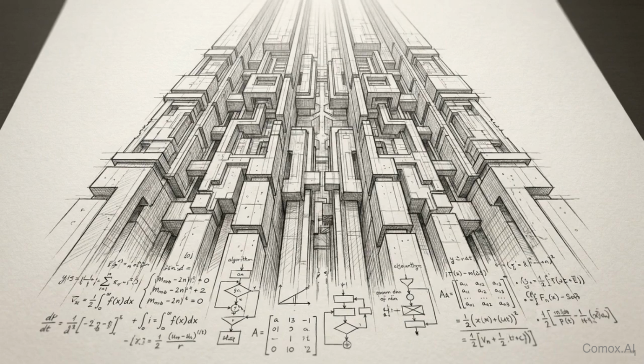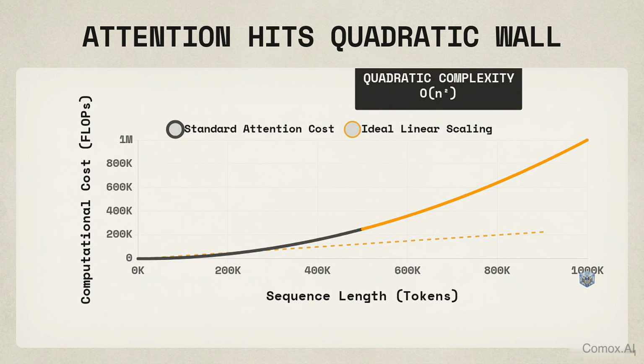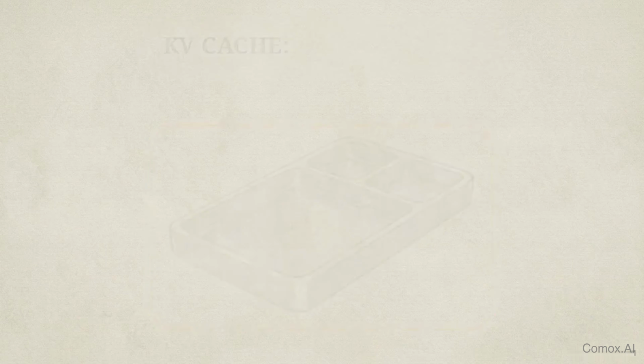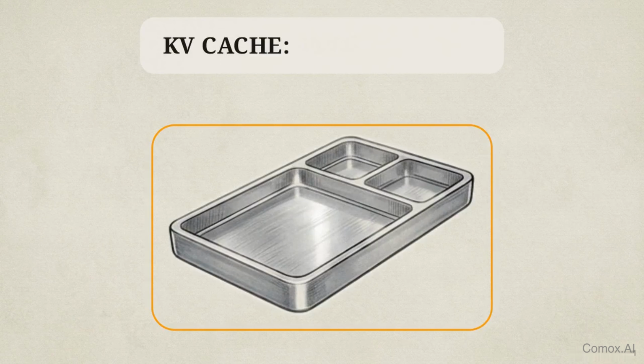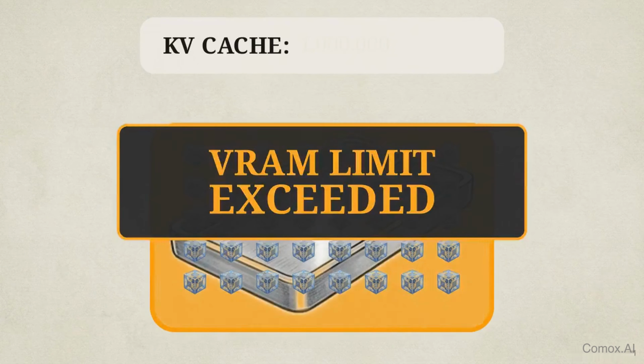Scaling large language models hits a strict mathematical wall. As sequence context lengths extend, the computational cost grows quadratically rather than linearly. The immediate trap here is physical memory. To process a sequence, the model must store the past context in a key value, or KV, cache. As context windows push toward 1,000,000 tokens, that cache rapidly exhausts standard VRAM limits.